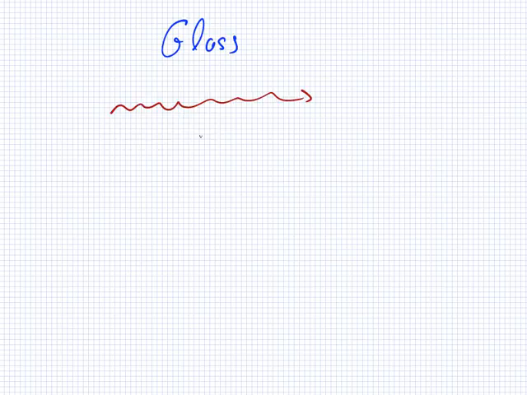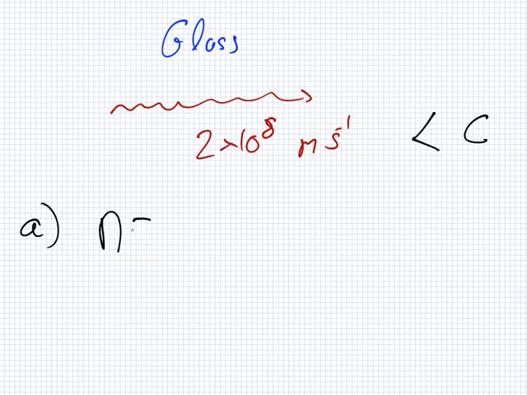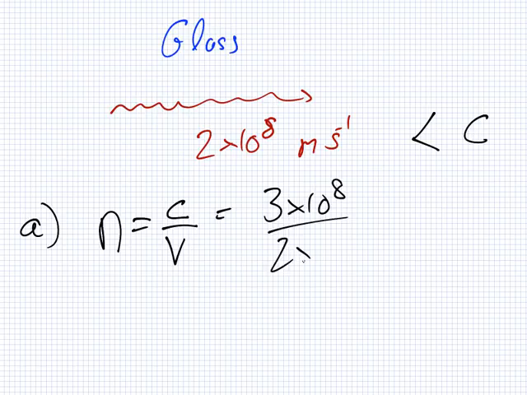So, firstly, I tell you, when you have some glass, the red light moves in it with a speed of 2 times 10 to the 8 meters per second. This is less than the speed c, isn't it? Yeah, because it's travelling in glass. So, first question is calculate the n. n equals c over v, which is 3 times 10 to the 8 over 2 times 10 to the 8, which is 1.5. So that's the first part.